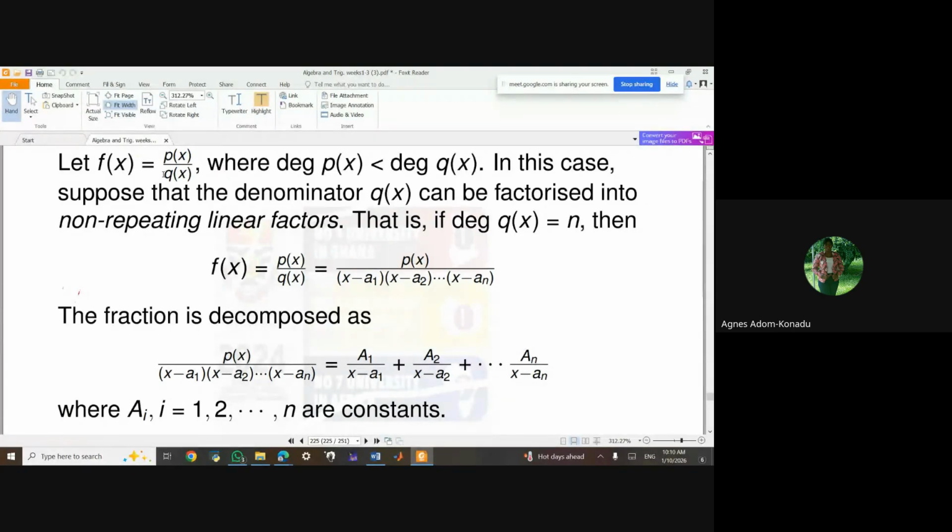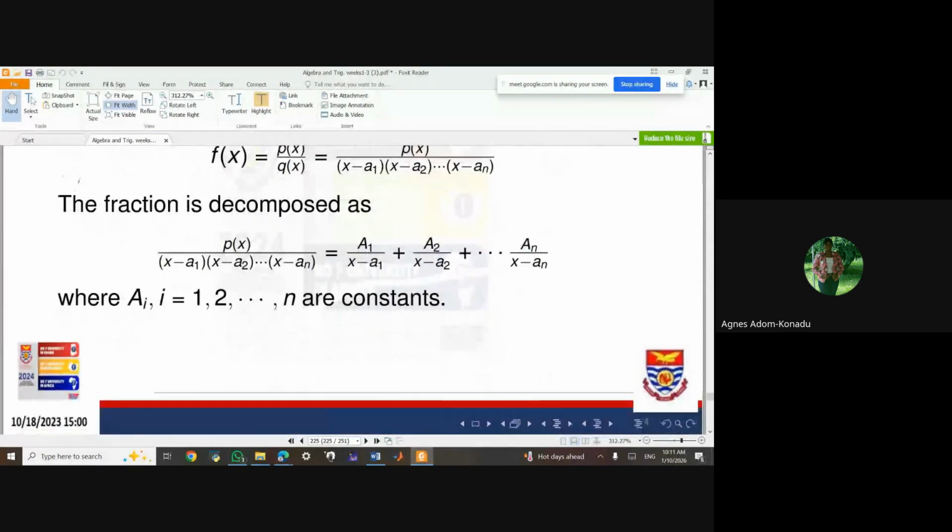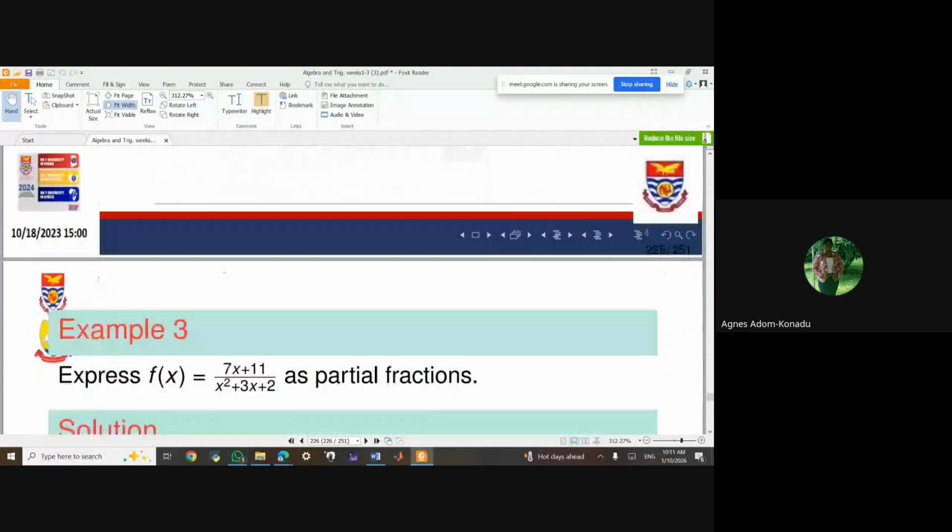If the factors of q of s are non-repeating linear functions like this, then when you decompose, you can write it as big A1 over x minus small a1 plus big A2 over x minus small a2, up to big AN over x minus small an. Some people will use a, b, c, and so on. It's the same thing, where A1, A2, and A3 are constants.